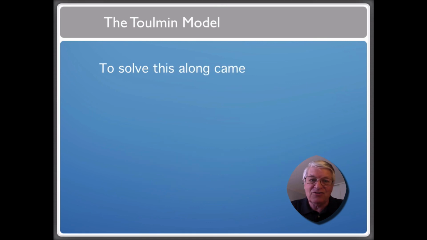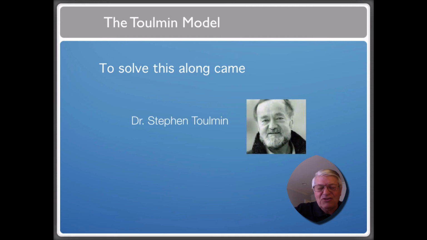Well, to solve this, along came Dr. Stephen Toulmin. Dr. Toulmin added some additional parts that changed this into what we call an inductive argument, that allowed for gray areas, that was still useful enough to be able to make conclusions. And to see how we did that, we're going to look at a second video where we look at the advanced Toulmin model.